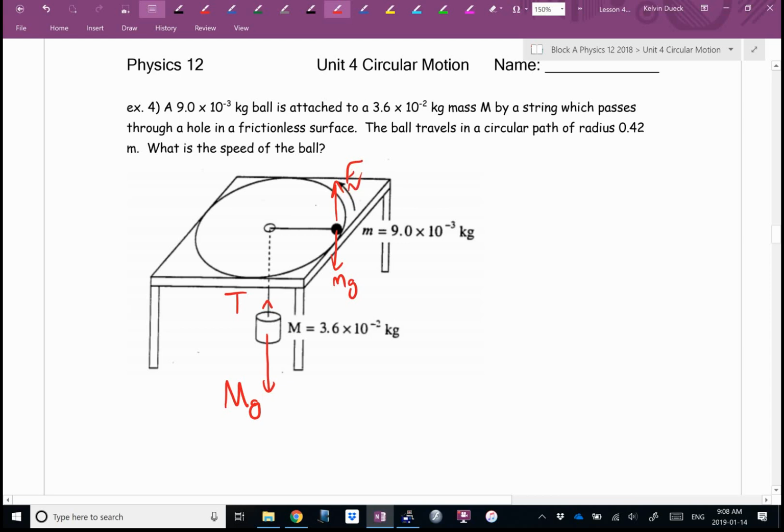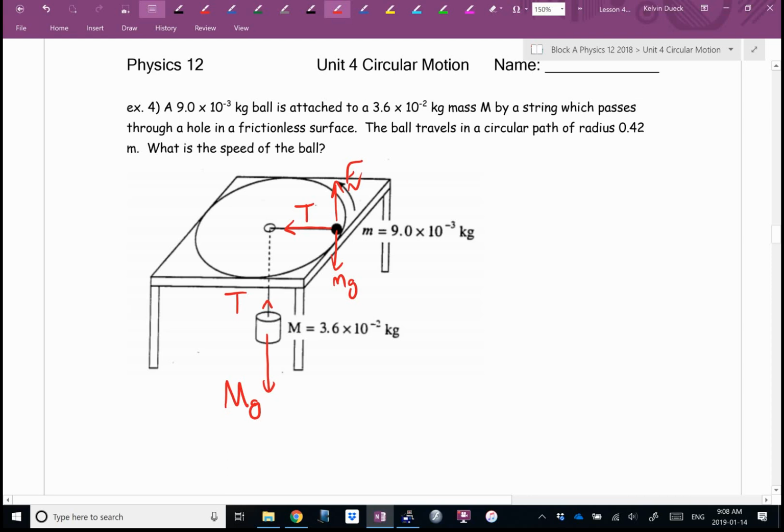normal force. What path is this little mass tracing out? A circle. So which way is the net force pointing? Toward the center. So I know there is a force pointing that way. Which force is that? Oh, also tension. Okay.